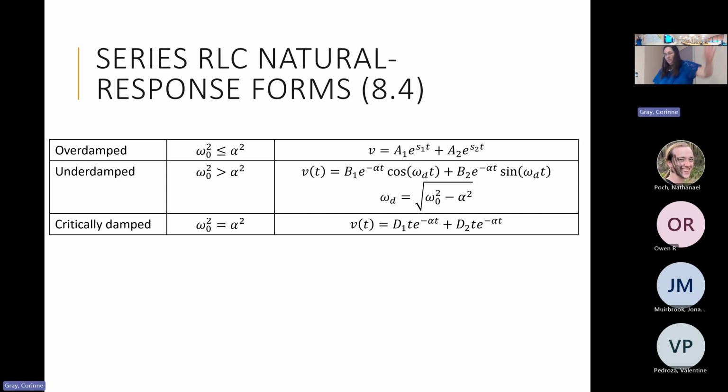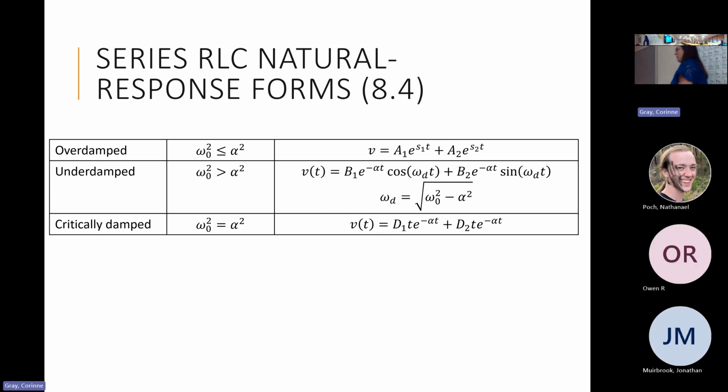So those are the three types of damping. Again, I'll talk about those in a second. Here we have the relationship between the neper frequency and the resonant frequency, and then on the right, the typed versions of the solutions that are on the next slide. We'll talk about that in a little bit. Depending on the relationship of our frequencies, that is going to determine what our solution looks like, which is going to determine how our function goes to zero.